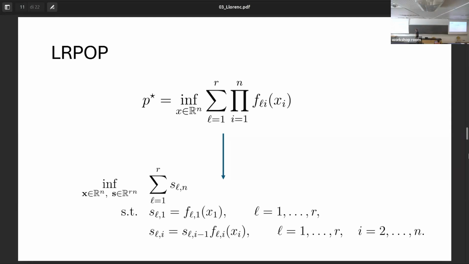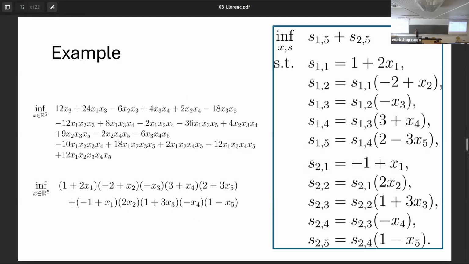Now I'm going to explain how to define these recursively. But the idea is that the first F, so F of X1, will be equal to one variable, S1. And then the second variable, S2, will be equal to the previous variable, S1, times the current univariate polynomial. With an example, I hope this will become clear. So this is the idea.